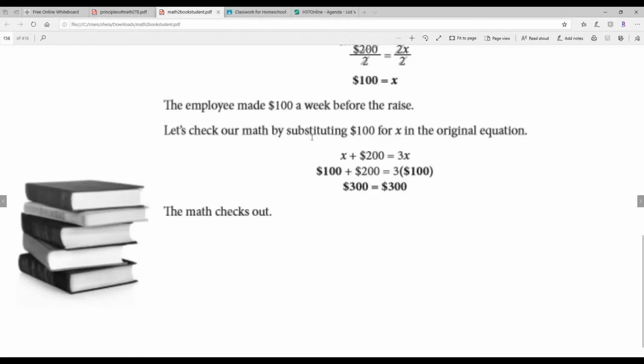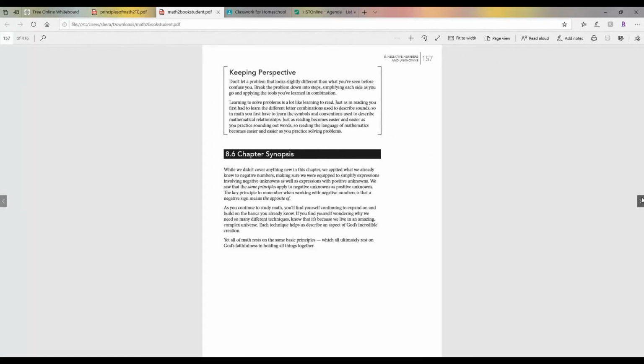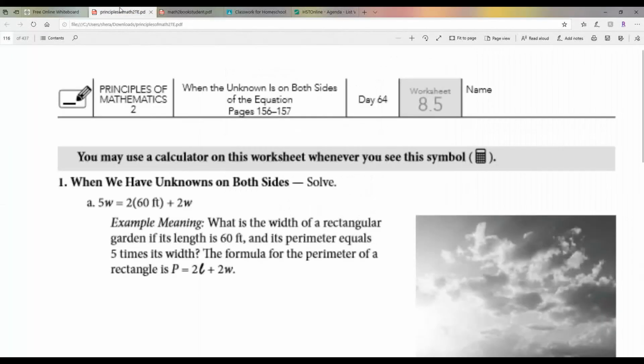So let's check our math by substituting. Put everything in there. It should equal out. The math does check out. All right. So that's the end of that. Let's look then at the worksheet, 8.5.